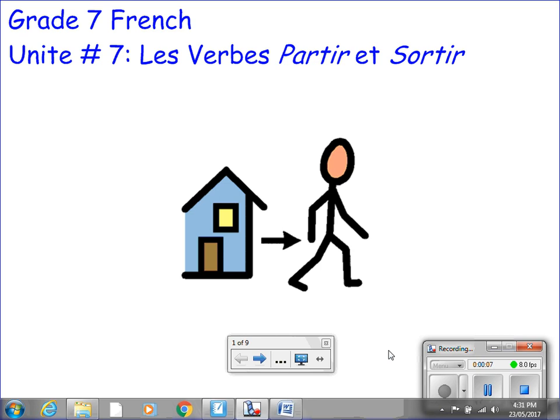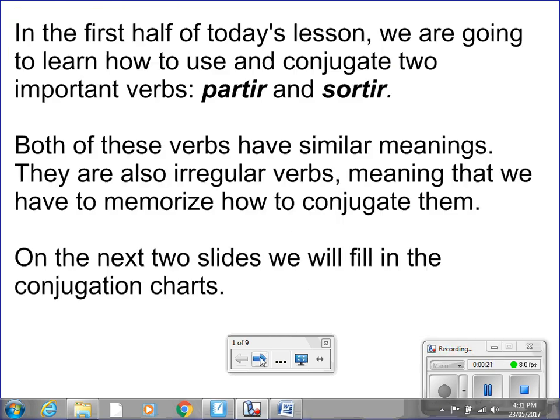This is our final grammar and parts of speech lesson for Grade 7 French. Today's video is all about les verbes partir et sortir. In today's video, we are going to learn how to use and conjugate two important verbs, partir and sortir. Both of these verbs have similar meanings. They're also irregular verbs, meaning that we have to memorize how to conjugate them.